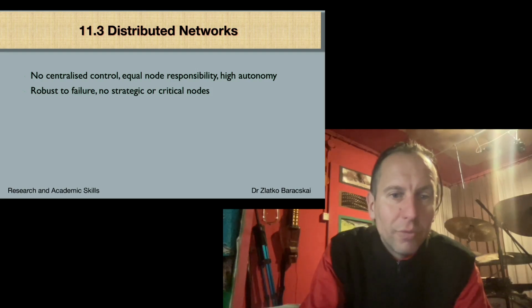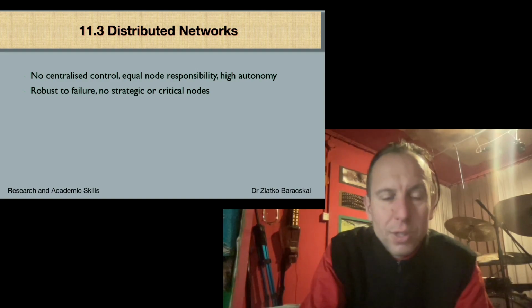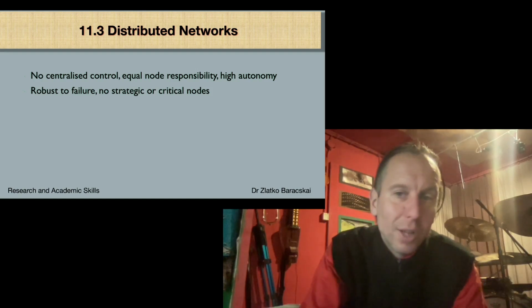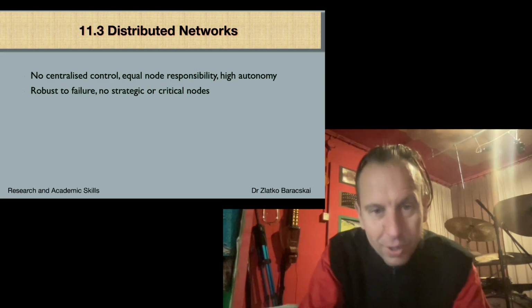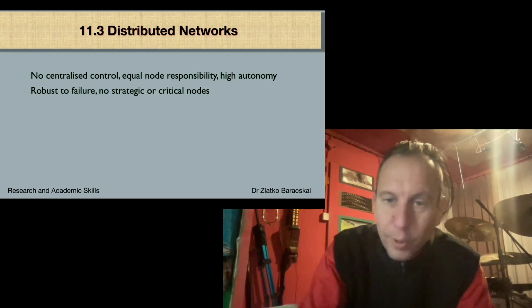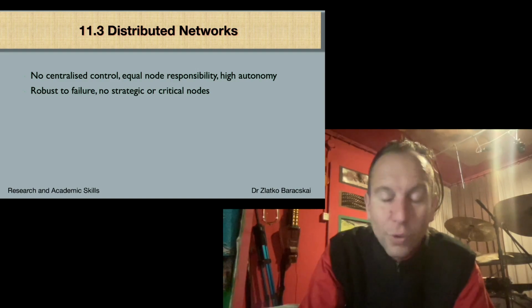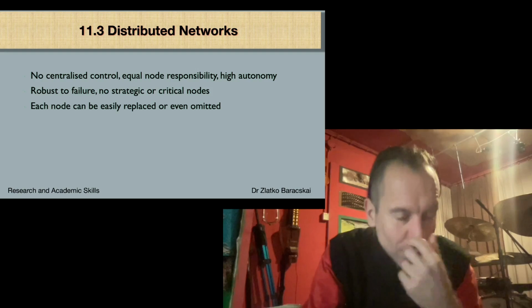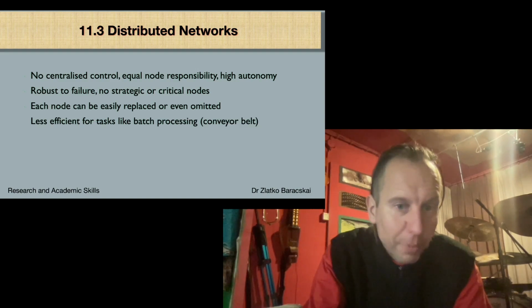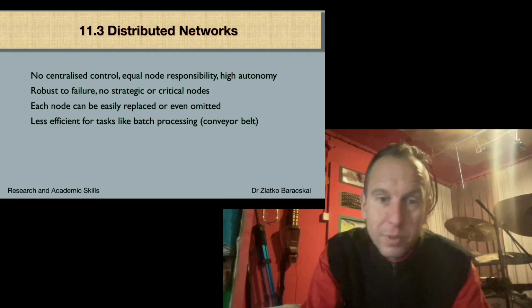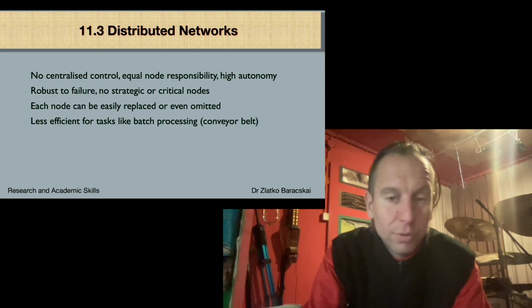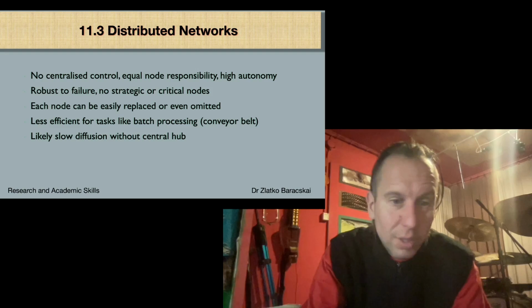So you cannot very easily attack or destroy this type of network because you actually have to deal with all the nodes. If you have a centralized network, it is sufficient to destroy the center and then the whole network fails. But if there is no center and you destroy one node or the other, the whole network doesn't even notice, so to speak. So it's much more robust. Each node can be replaced or omitted. Certain tasks, batch processing type tasks, are more difficult to accomplish with this type of network.